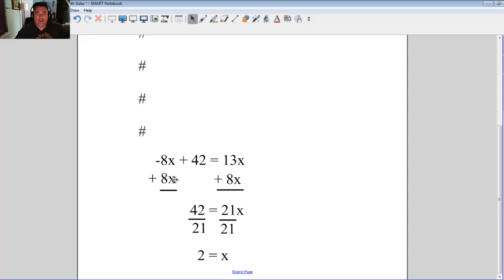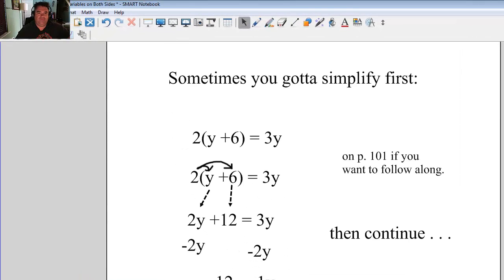The nice thing is you just added 8x to both sides. That made it easy. So just 21x equals 42. Divide by 21, x equals 2.